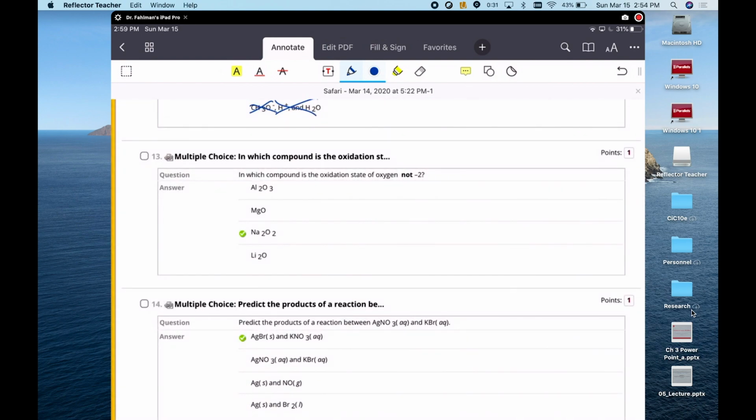In which one is it not -2, the oxidation state? So for this one, you're assuming it's -2 because aluminum will be 3+, and that gives you a total of 6, right? Because you have 2 aluminums. So that means this whole other side has to be -6, and if you divide it by 3, then each of them are -2. This one, magnesium, all it can be is +2, so that means it has to be -2. Lithium, all it can be is +1, and if there's 2 of them, then you have +2, so that means that has to be -2.